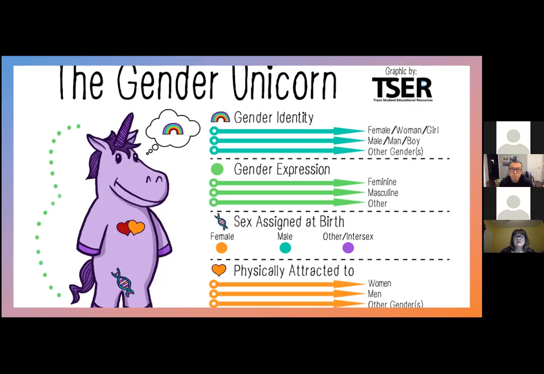And then finally, the sexual orientation. So this is the physical attraction that someone feels to another individual. And it's important to note that sexual and romantic or emotional attraction can come from a variety of factors that include, but are not limited to, the gender identity or the gender expression, or even the sex assigned at birth.